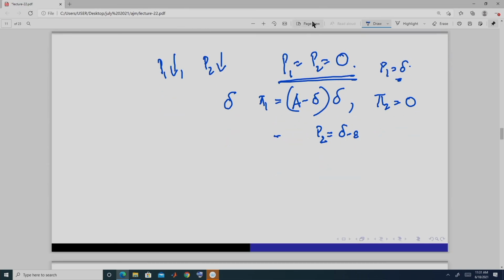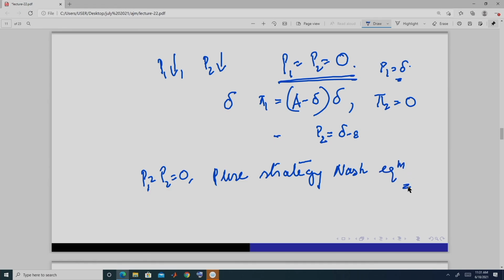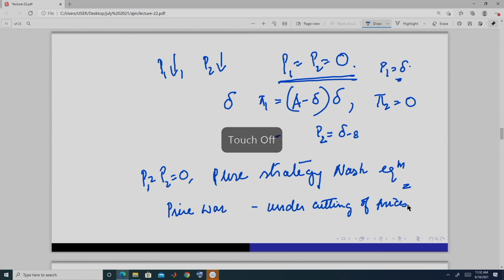So, here the pure strategy Nash equilibrium is P1 equal to P2 equal to 0. There is going to be a continuous price war or undercutting of prices. So, finally, price goes down to 0 level. Okay. So, in case 2 we get that the price is equal to 0.